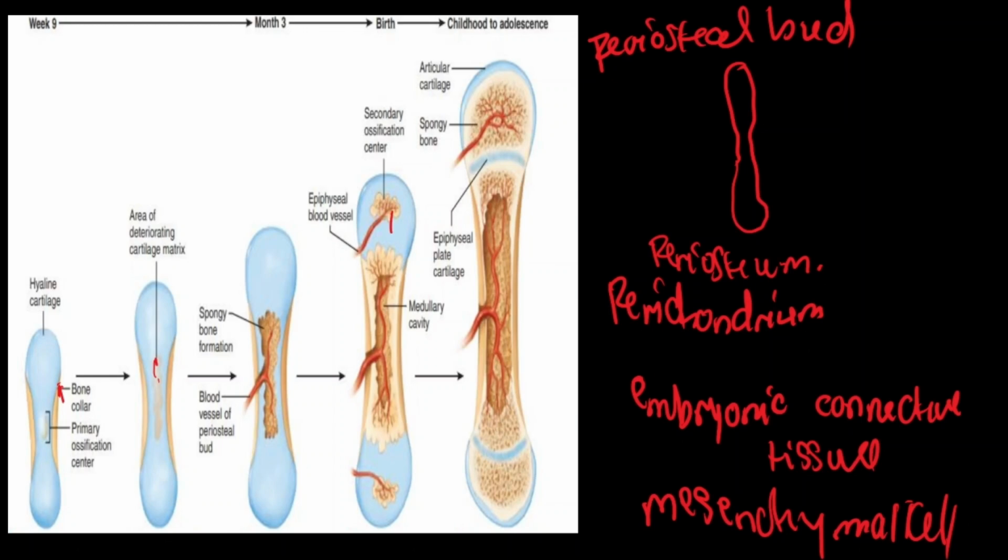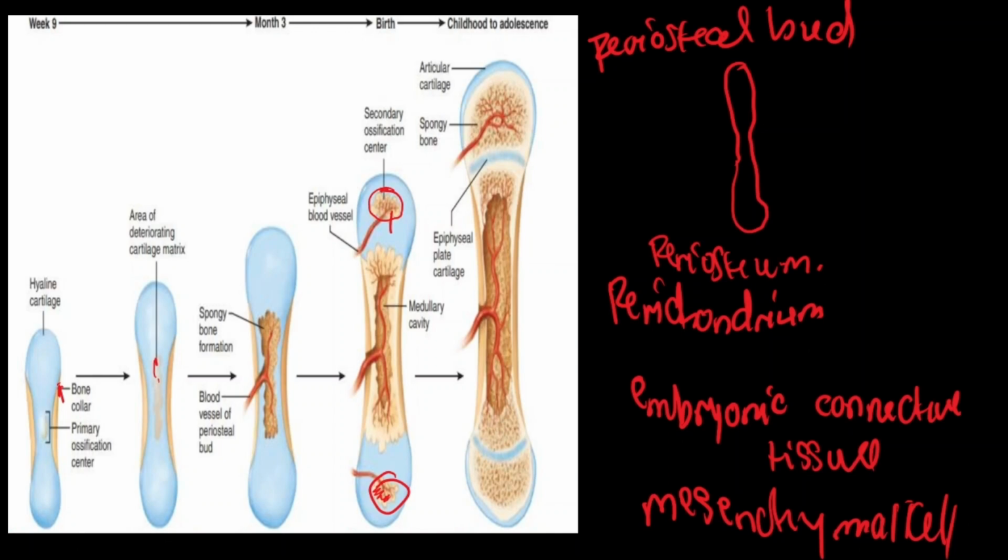In the fourth picture, which is at birth, we have that the primary ossification center enlarges, and then we have the diaphysis. So the diaphysis elongates. So the diaphysis is basically the shaft of the long bone. It elongates and the medullary cavity is formed. Also, we can see the formation of the secondary ossification center at the epiphysis.